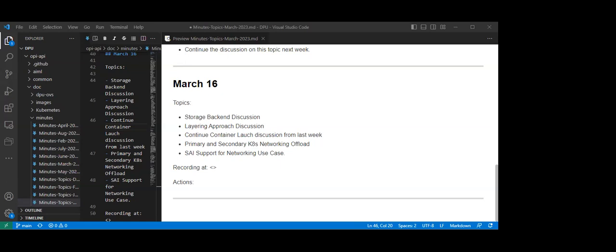Okay. Any other discussion around primary and secondary offload cases? So I had a question. I don't know if this is the right working group for that, but I'll bring it up anyway.